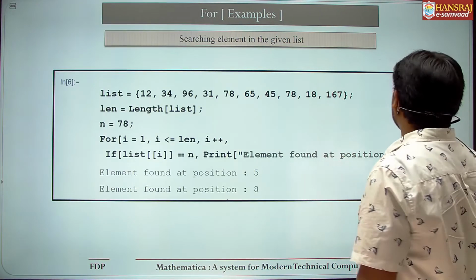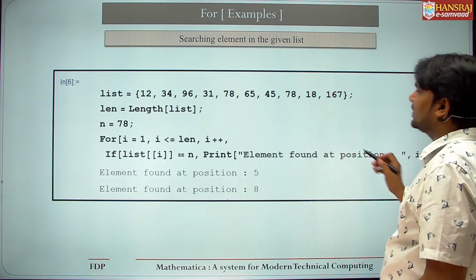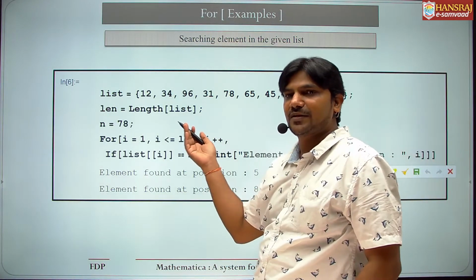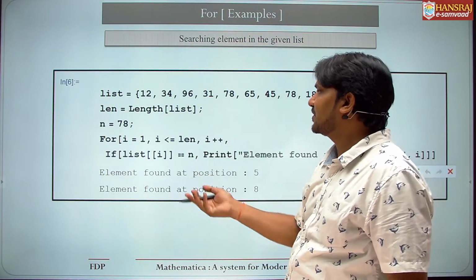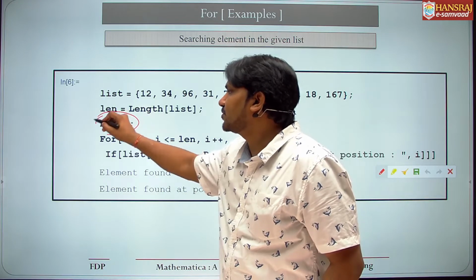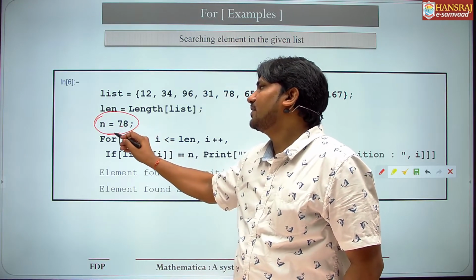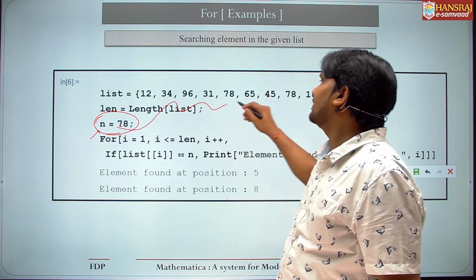Similarly, you can search for an element. This is nothing but the same type of code as finding the maximum. Now you are searching for something. That means you define what you want to search, and you will compare this to your list elements.